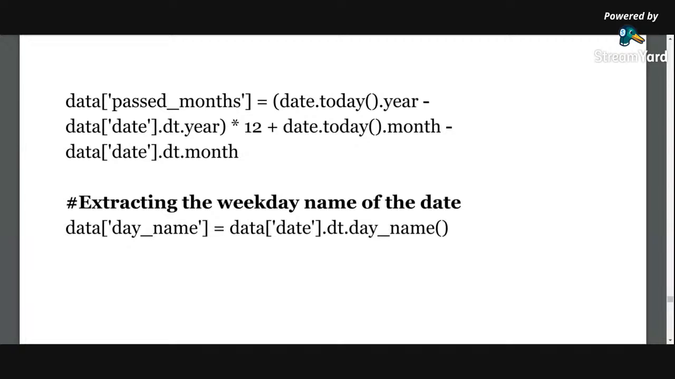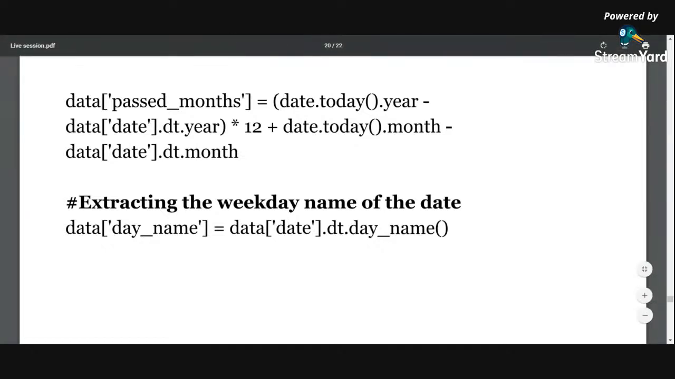Let's say we want to extract the name of the day. So let's say that there is 12, but it's Monday. We want that particular output. There's a handy function called dt.day_name in pandas. For that value, you can just use this and then you get the name of the day.